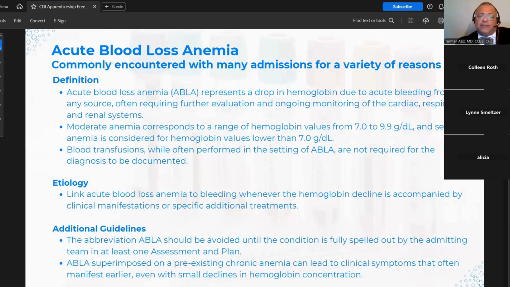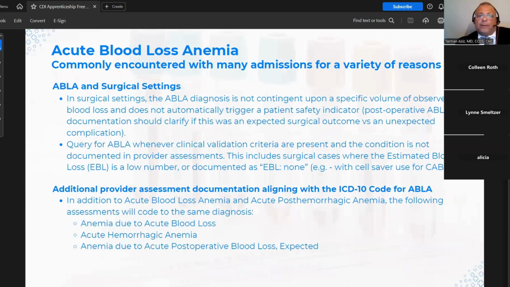The abbreviations are a problem too. ABLA is a well-known abbreviation, but the provider is expected to spell the condition out in its entirety at least one time. Also, in surgical settings, many providers think that having an acute blood loss anemia is automatically viewed as a complication, but it's in fact not always a complication.